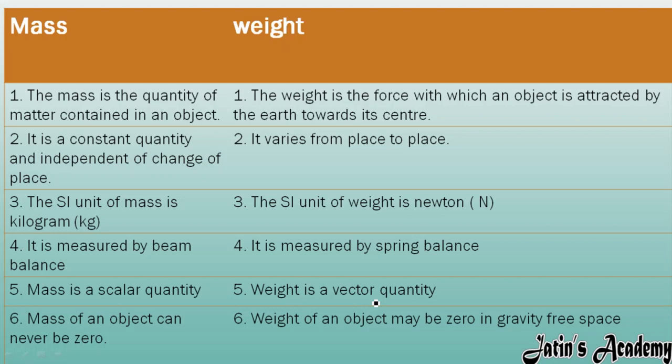Mass of an object can never be zero. Why? Because in any substance, some quantity of matter is always there. So mass of an object can never be zero, but weight of an object can be zero. Where can it be zero? In a gravity free space, where there is no gravity, where there is zero gravity. In those places, weight can be zero.